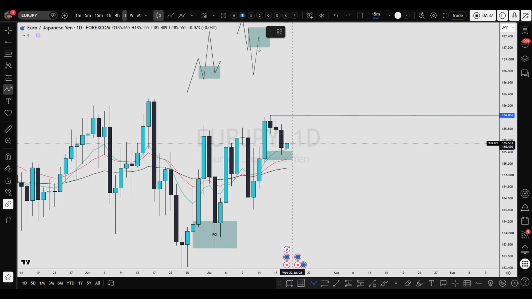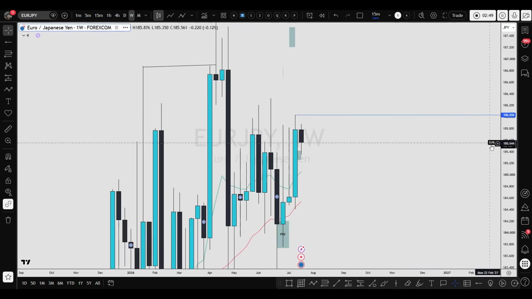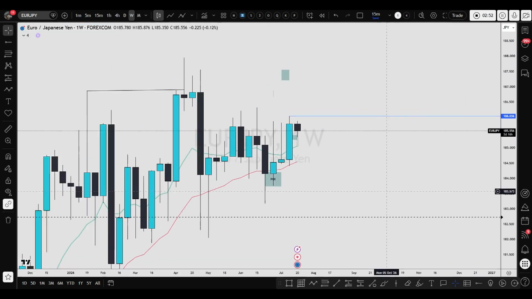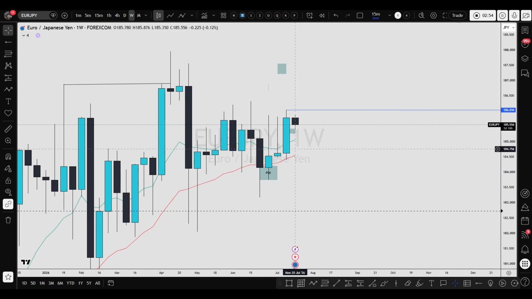But we need to keep in mind that it's possible we're going to drop below this low and then find another opportunity towards the upside. Okay, and the most important time frame in this setup right now is the weekly time frame. Look at this. The overall environment is bullish. Currently the 10 EMA is above the 20 EMA.